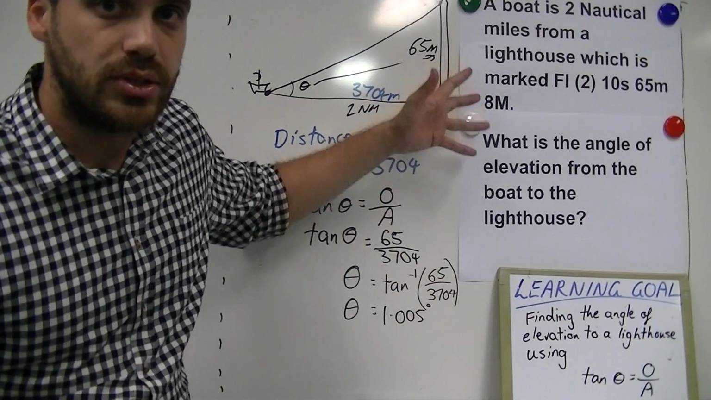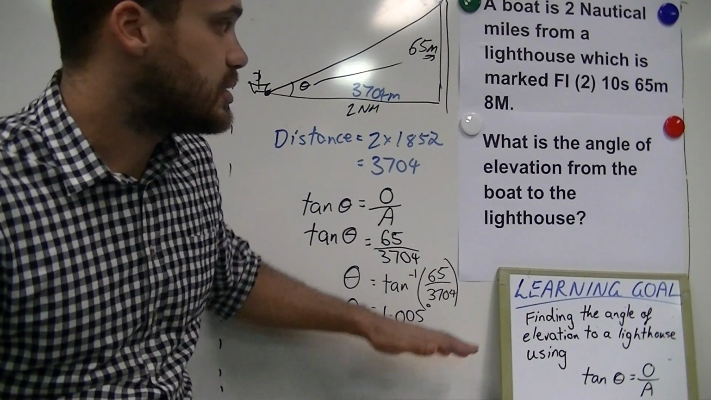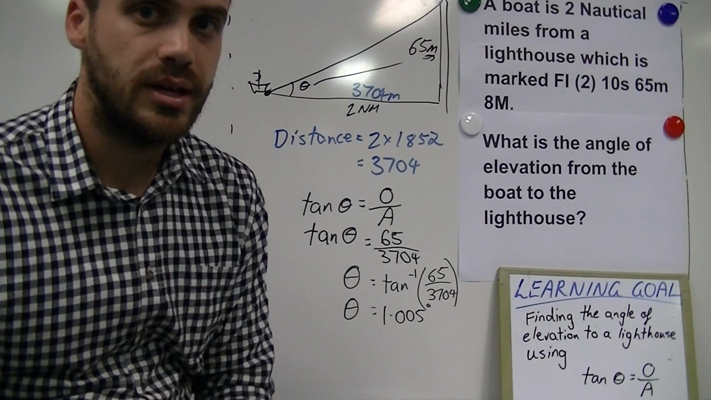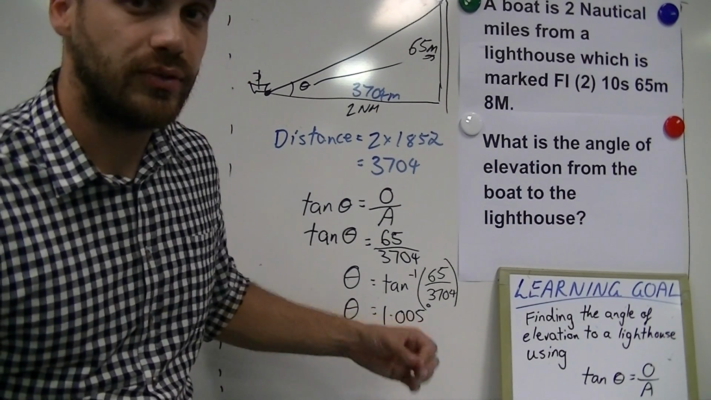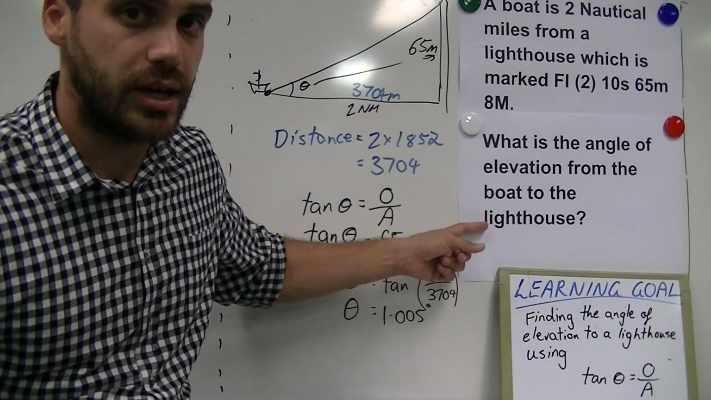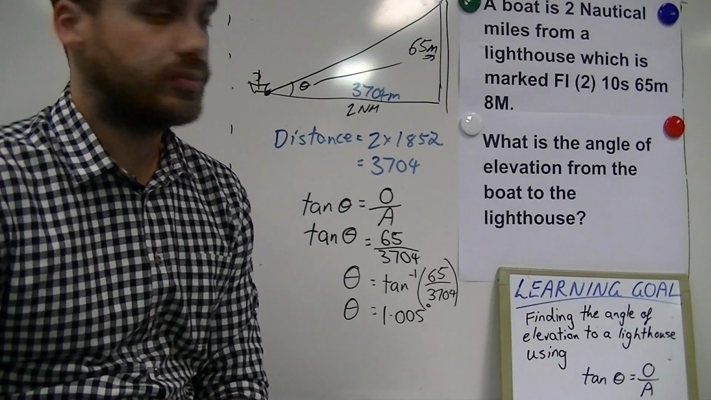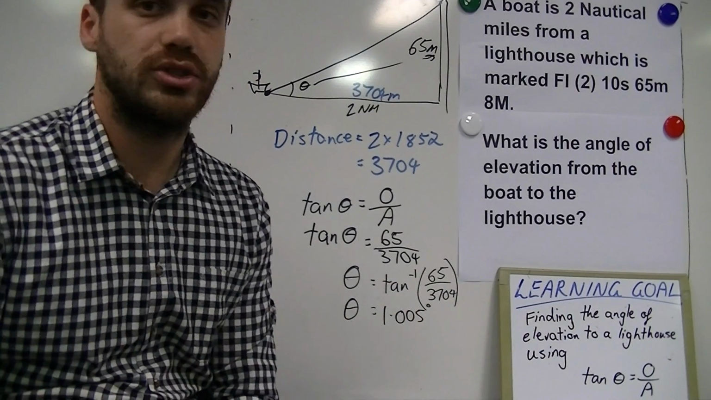As always with these questions, make sure you finish with a sentence. The question was, what is the angle of elevation from the boat to the lighthouse? The answer is, the angle of elevation from the boat to the lighthouse is 1.005 degrees. That's finding the angle of elevation to a lighthouse.